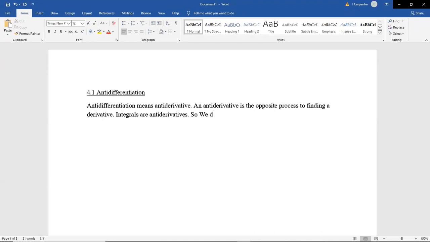So we define the indefinite integral as the antiderivative of some function f of x.